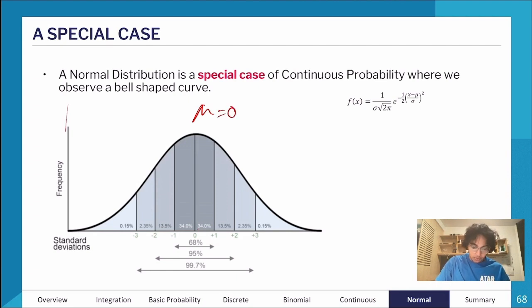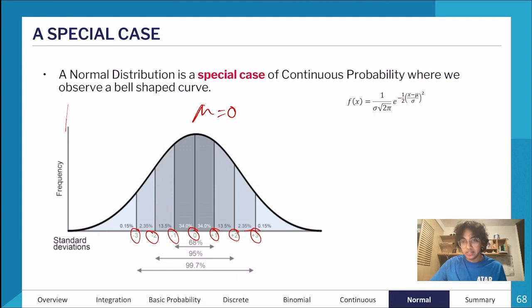And here, this is just the frequency, not probability. You don't need to worry too much about the y-axis in continuous functions. Really, what's important is the area under the curve. Okay, so we can see here we have standard deviations, and each standard deviation captures a certain percentage of the curve.